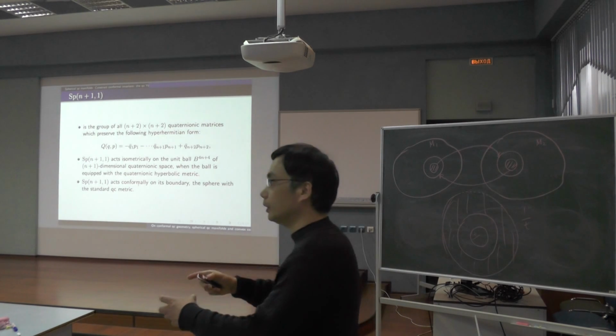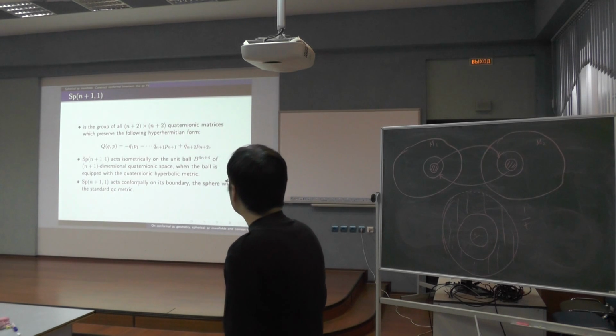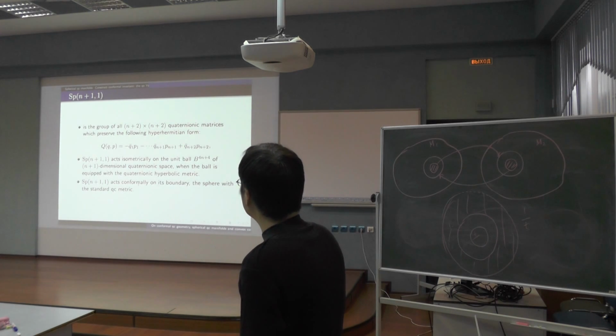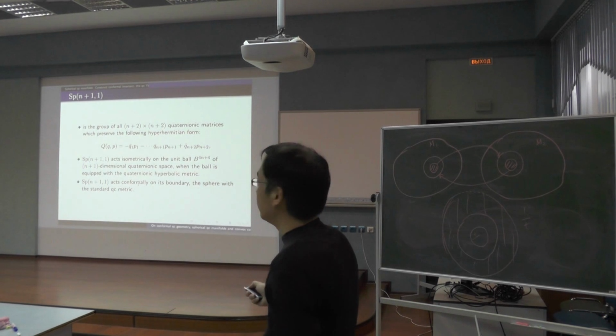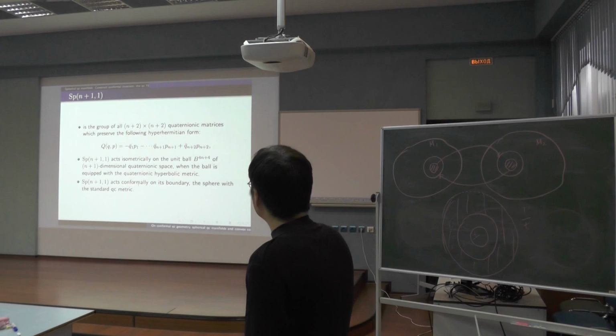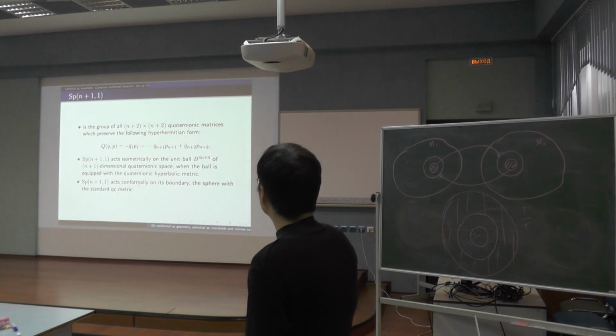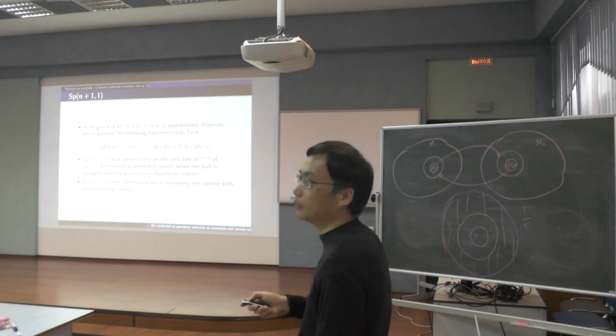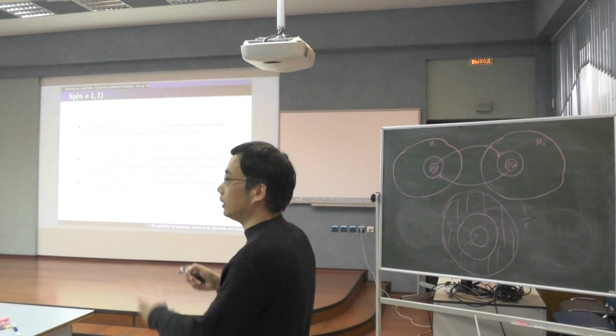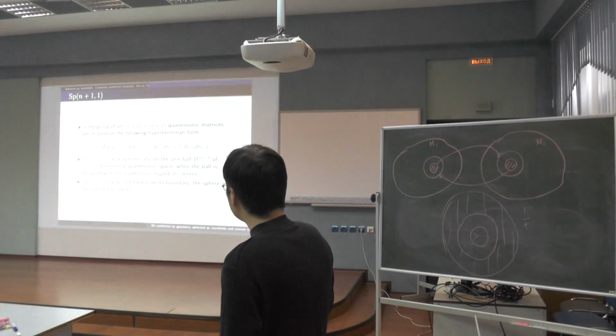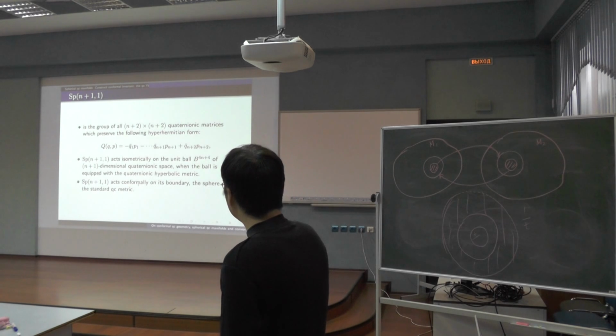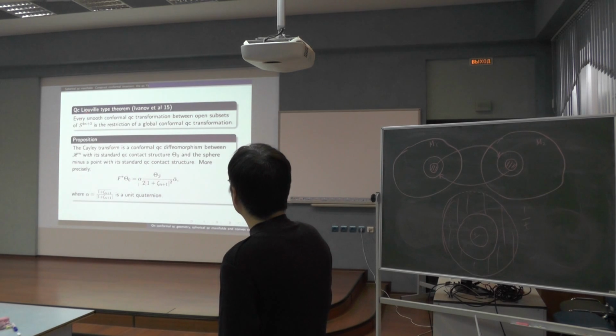So the unit ball with the quaternion hyperbolic metric, this group acts on the ball isometrically and acts conformally on the boundary of the ball. The sphere is the standard QC manifold. The sphere with the standard QC metric, this group acts conformally.